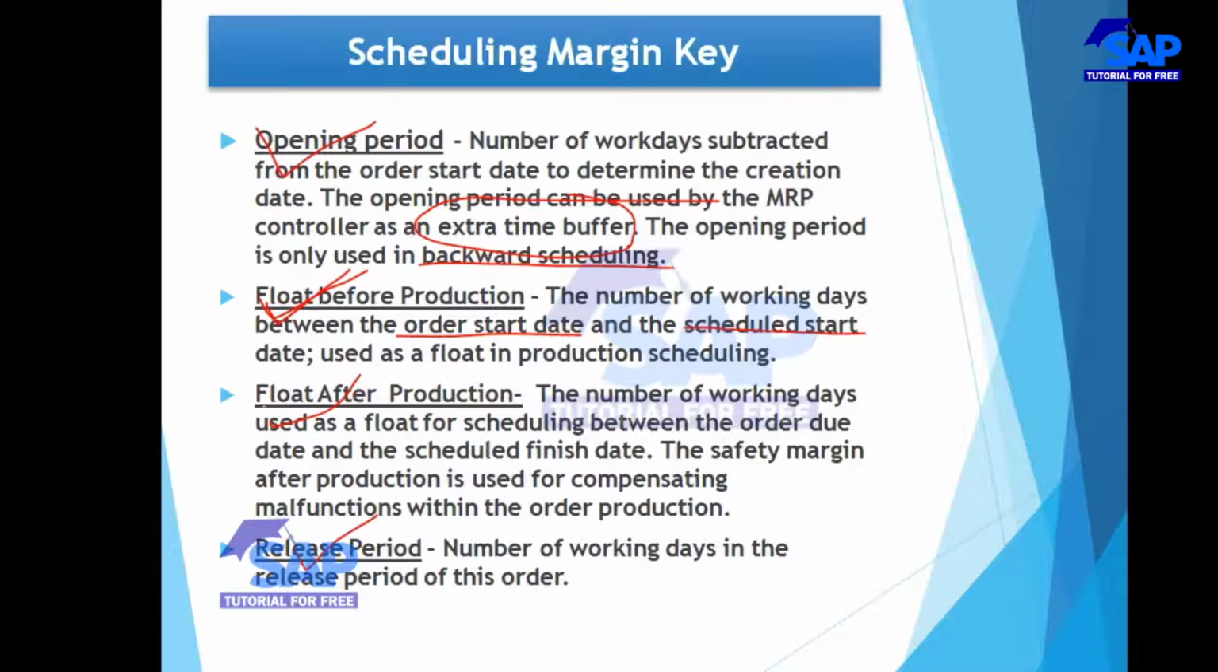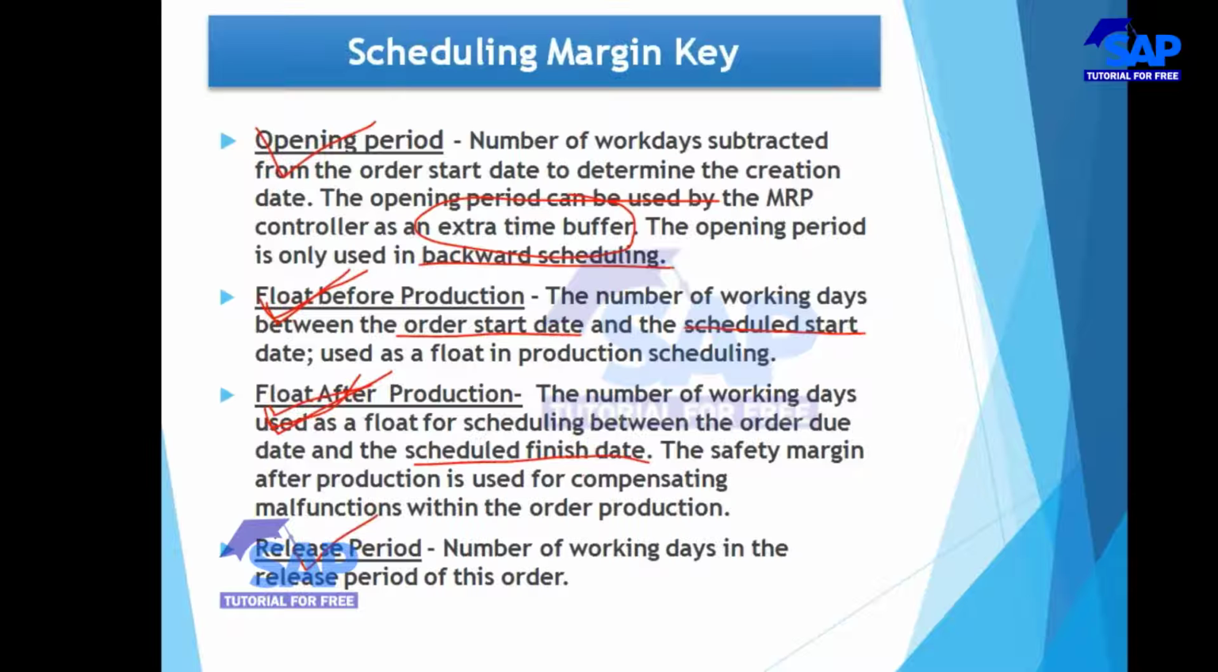Okay, now float after production. So this is the number of working days used as a float, scheduling between order due date and schedule finish date. Sometimes what happens is you may have unexpected breakdowns or unexpected delays in your organization. So if you want to take that also into consideration, then you will be maintaining this float after production.